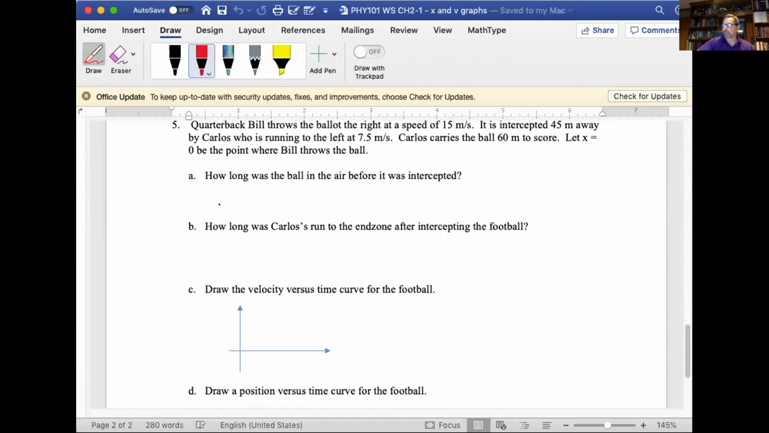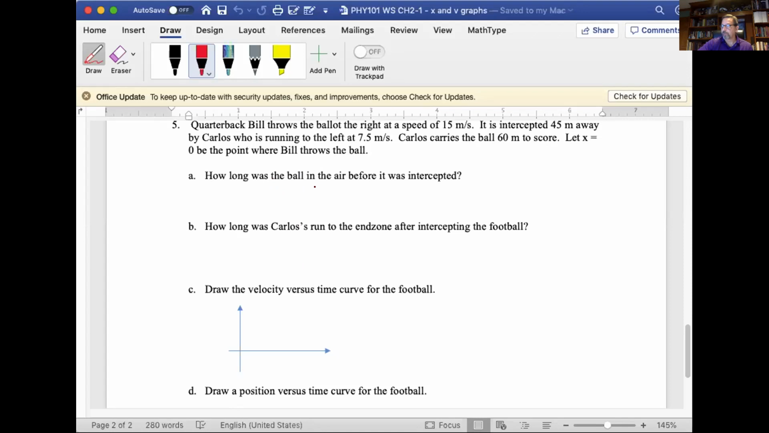He throws the ball to the right at a speed of 15 meters per second. It goes for 45 meters, and then it's intercepted by Carlos, who's running to the left at 7.5 meters per second. Carlos carries the ball 60 meters to score the touchdown. Let's let x be equal to 0 where Bill throws the ball. We need to do a couple calculations before we can actually draw the diagrams.